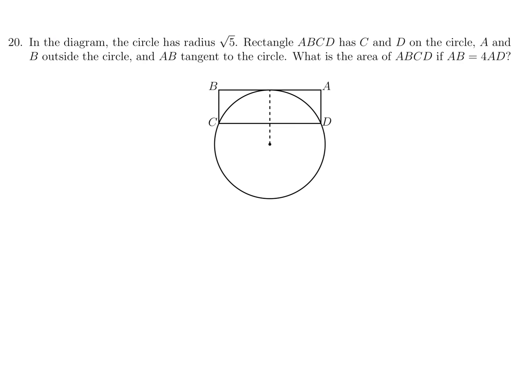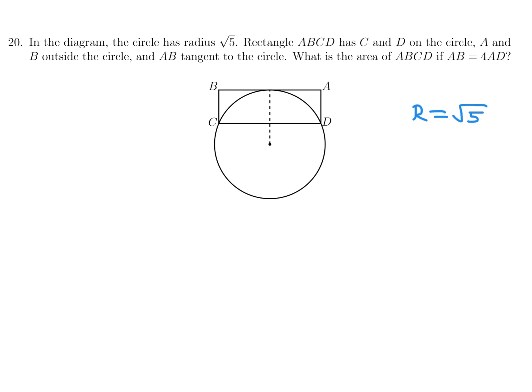In the diagram, the circle has radius √5. And triangle ABCD, and C and D are on the circle. A and B are outside the circle. AB is tangent to the circle. What is the area of ABCD if AB is equal to 4AD?